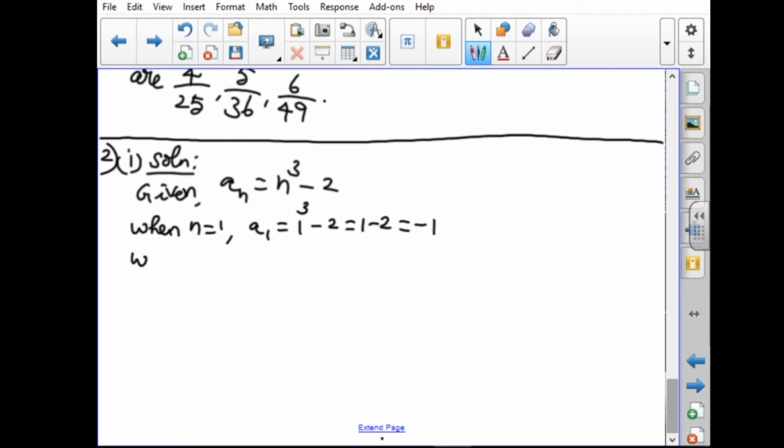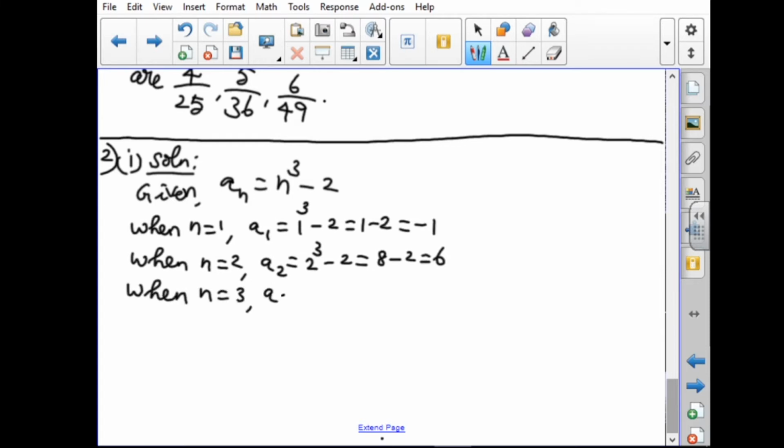Second one, when n equal to 2. So A2 equal to 2 cube minus 2. 2 cube is 8. 8 minus 2 equal to 6. Next, when n equal to 3. So A3 equal to 3 cube minus 2. 3 cube means 27 minus 2 equal to 25.